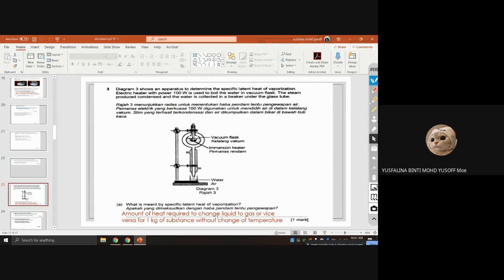Okay, so what is meant by specific latent heat of vaporization? So it is the amount of heat required to change liquid to gas or vice versa for 1 kg of substance without change of temperature. So this one we already discussed so many times. Okay, so this is the meaning.